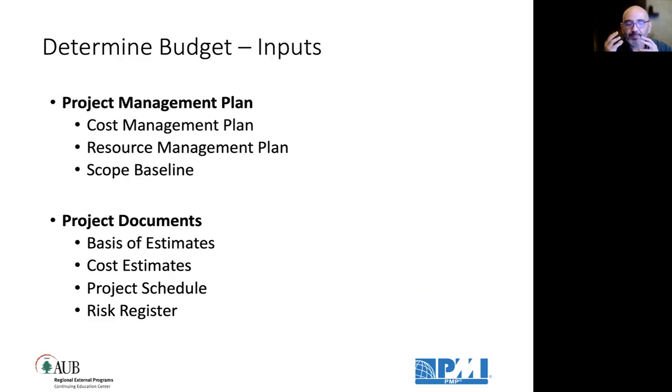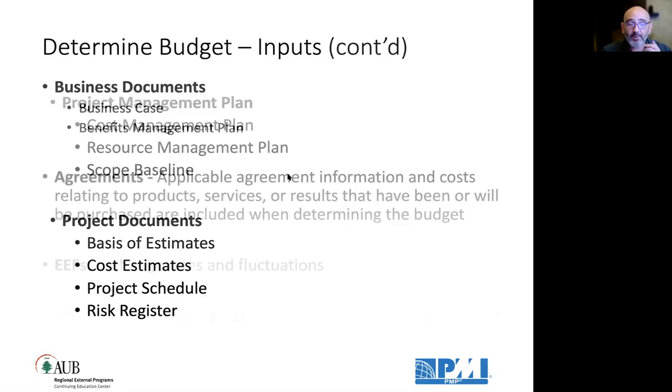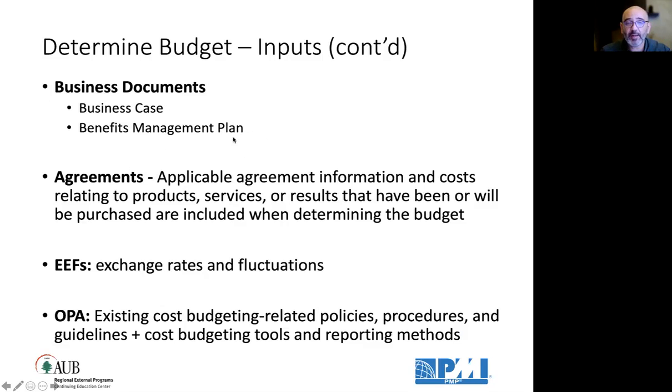Determine budget. We need the cost management plan to follow. We need the resource management plan and the scope baseline. We need the basis of estimates, the cost estimates themselves, the schedule to see when we can spend this money, if we are within the cash flow of the budget in terms of phased implementation and expense incurred, and we need the risk register. We need business documents like the business case, benefit management plan, and agreements, which Abdo mentioned, maybe as inputs because they have information and costs related to the products, the services, the results that you are buying.